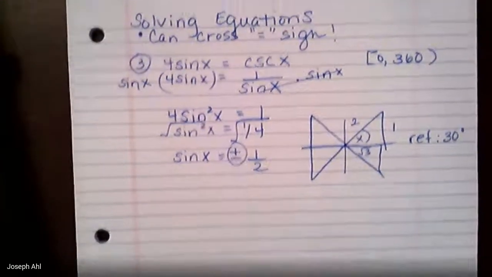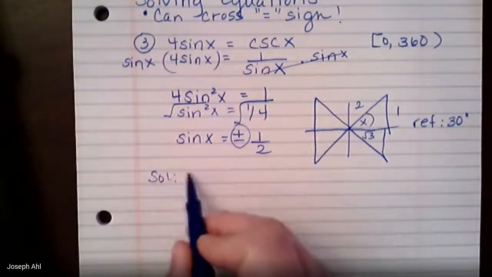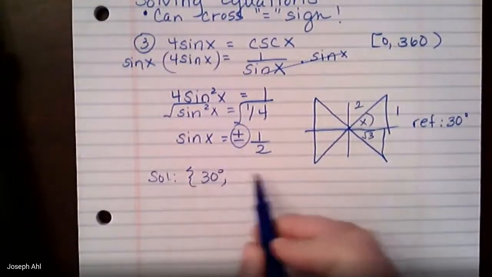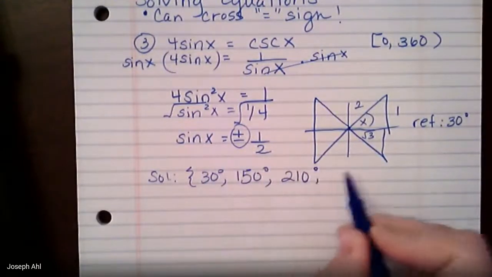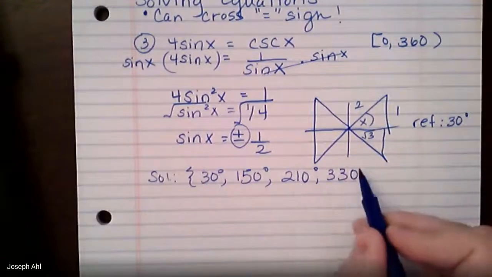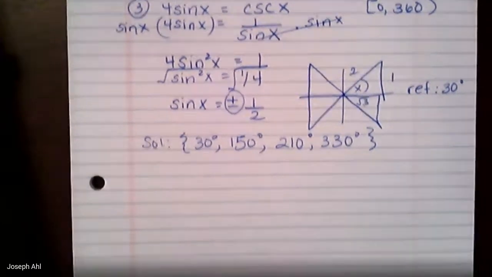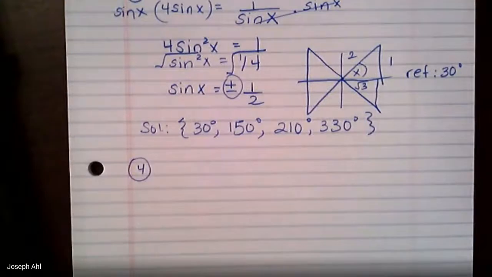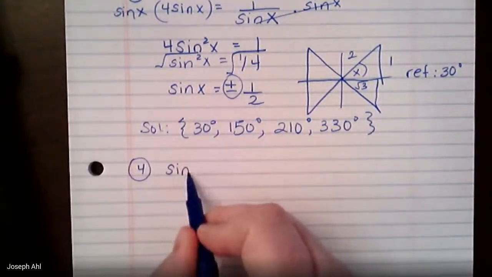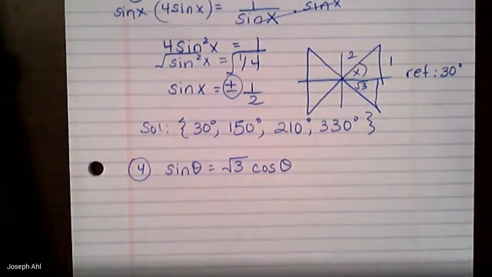So if the reference is 30 in quadrant 1, here are my solutions. We get 30 degrees, quadrant 2, 180 minus that is 150. 180 plus is 210. 360 minus would be 330 for quadrant 4. So just a little bit of a thought process behind solving that equation in number 3. The fourth example in the notes is sine theta equals radical 3 cos theta.